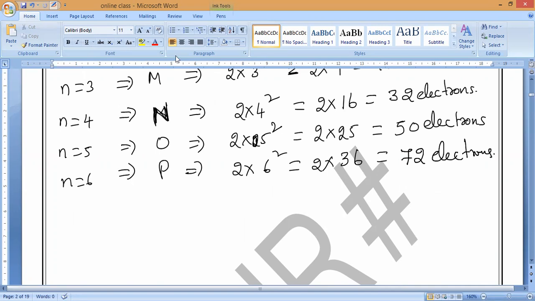This is how we need to find the number of electrons in each cell. So K, L, M, N, O, P. Everything we find like this. Okay, so all of you do it.